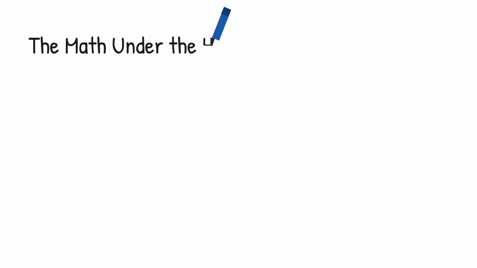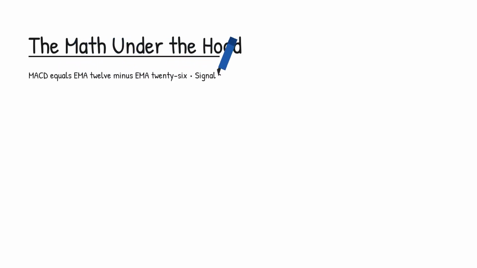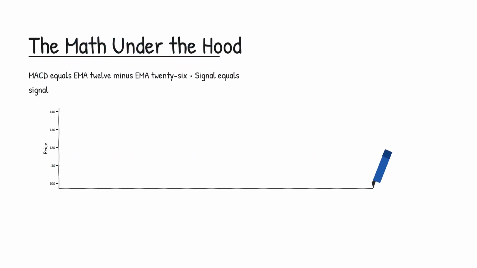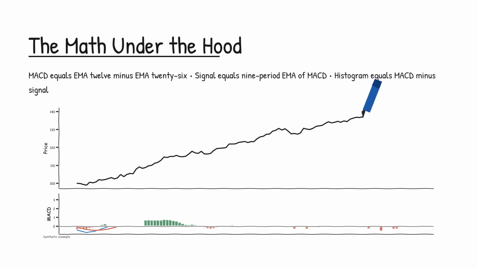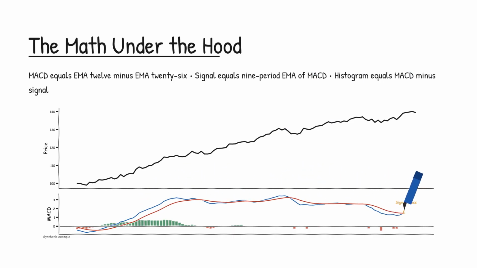MACD is just the 12-period exponential moving average minus the 26-period exponential moving average. That difference is the MACD line. Smooth it again with a 9-period EMA and you get the signal line. Subtract signal from MACD and you get the histogram. Because EMAs weight recent prices more heavily, MACD reacts faster than a simple moving average difference, but it is still a lagging construct built from past closes. Remember that? Every MACD value is yesterday's news, mathematically smoothed.